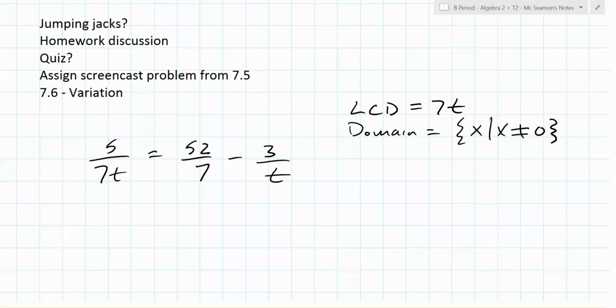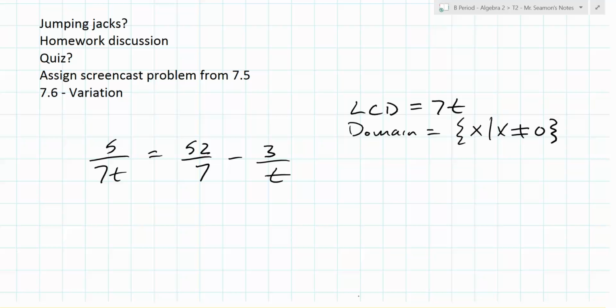So why do you find the domain? What's the point? Make sure the answer that you get in the end is in the domain. For example, let's say we solve this and we got to the answer 0. Is that in the domain? No. So in that case, there would be no solution. So after we have the LCD, what do we do now?